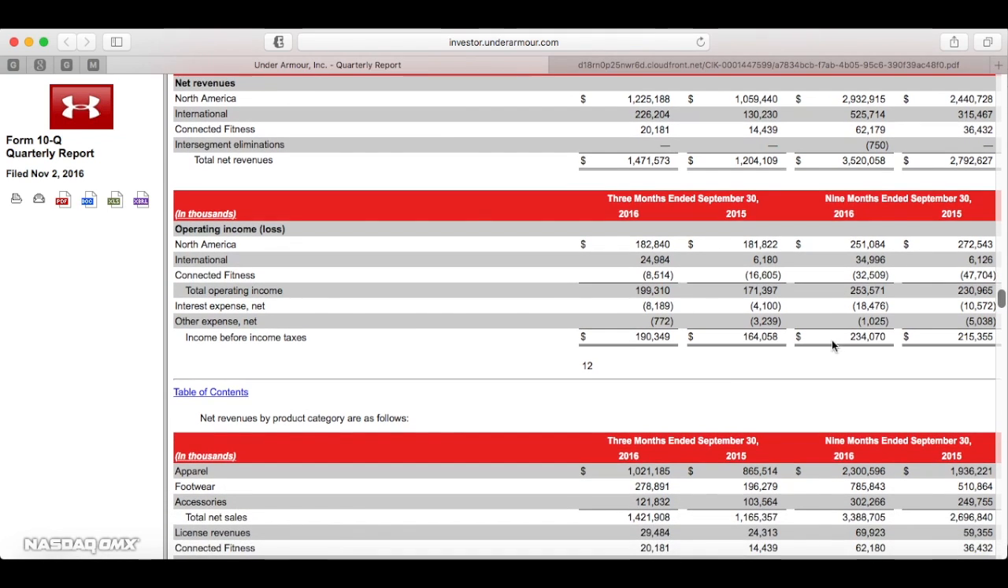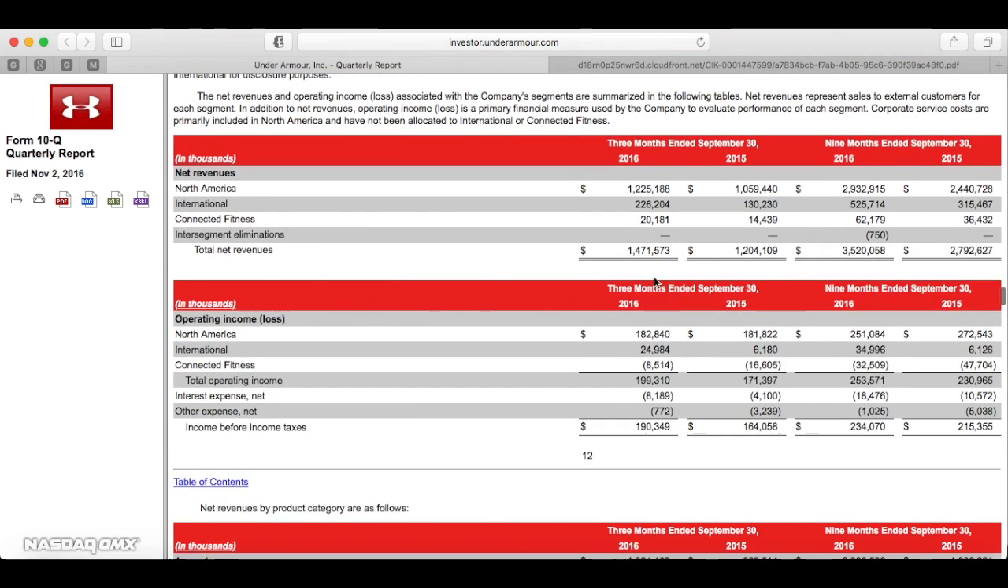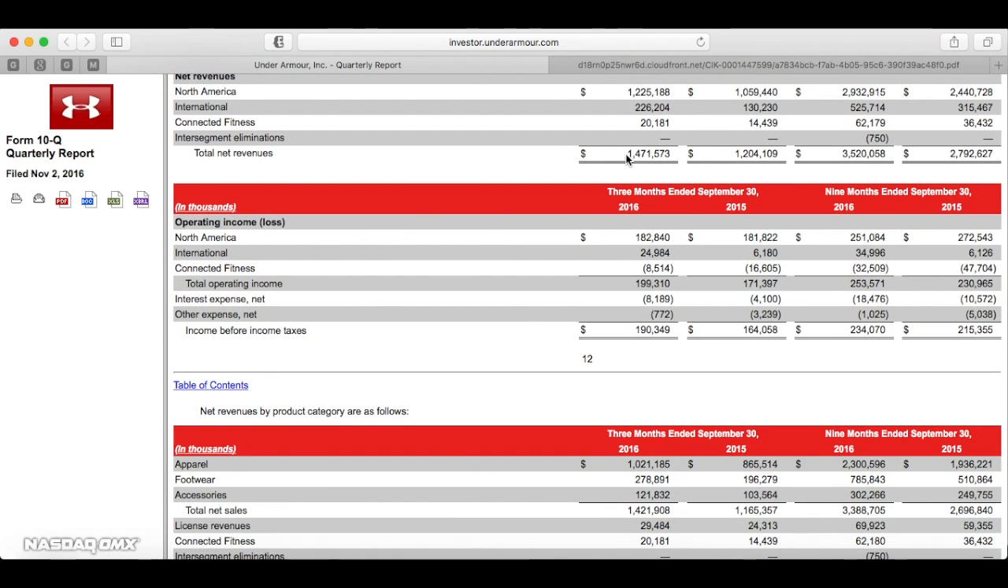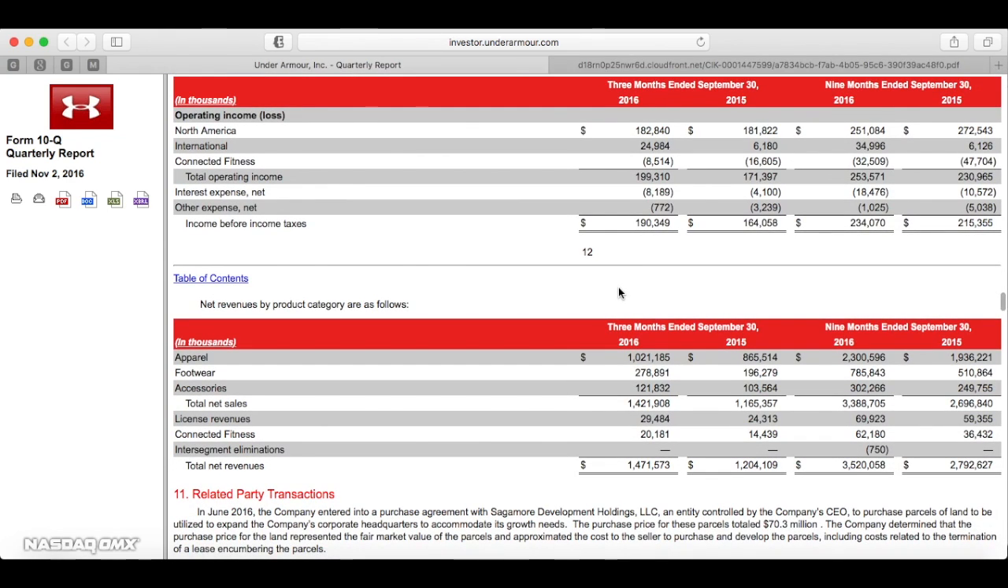Finally, we get down to the total operating income, and this is kind of totaling all this up. So you can get an idea here with the net revenues, here's the total operating income. Now, another neat thing, we're in segment income here.